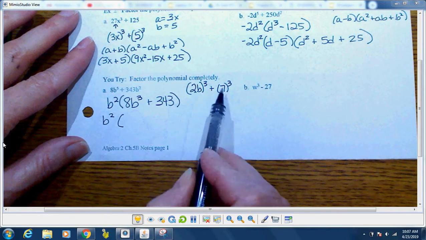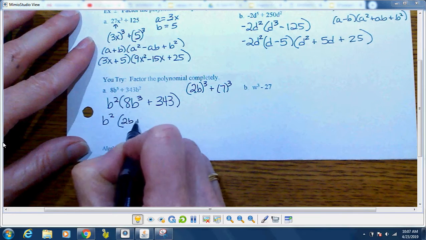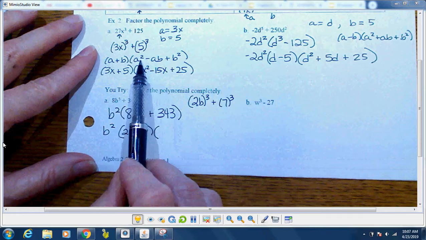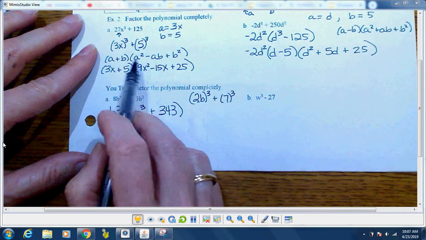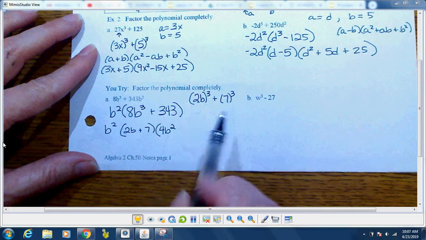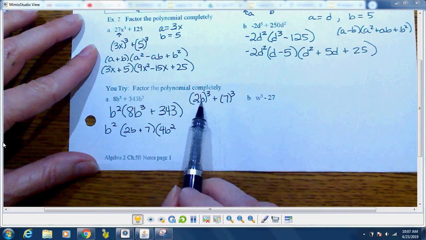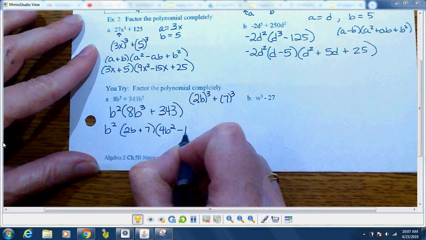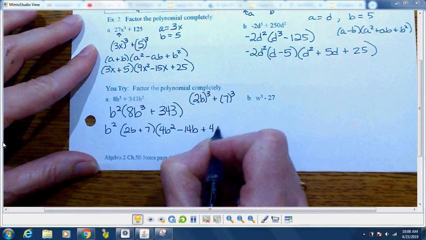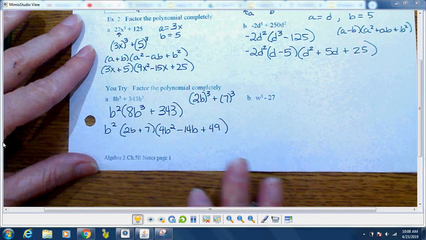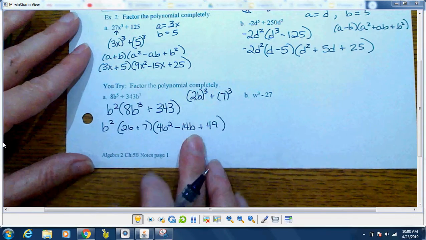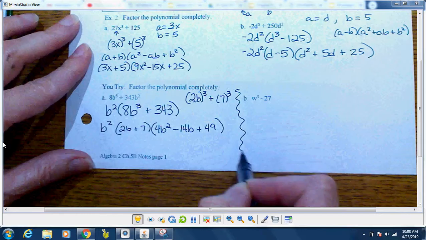Okay, first term plus the second term. And then, again, I'm just looking up at my pattern here, 2b squared. Okay, I get 4b squared. Minus 2b times 7. 2 times 7 is 14b. Plus 7 squared. And I'm done. I can't break this down anymore. Nothing in here is factorable, so it's factored completely.